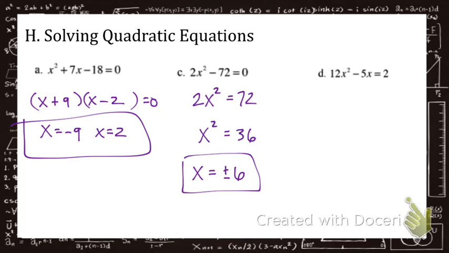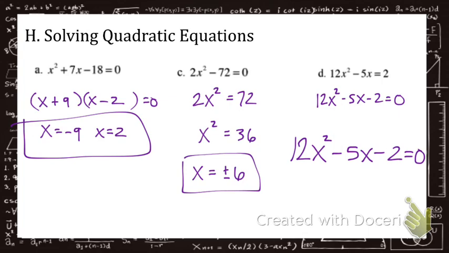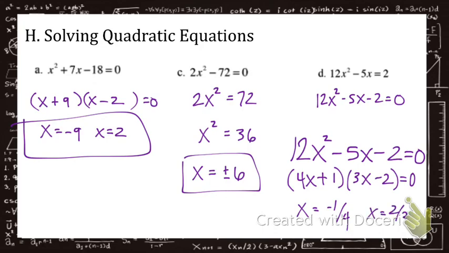For letter D, bring everything to one side. So that would be 12x squared minus 5x minus 2 is equal to 0. If I want to factor that, I get (4x plus 1)(3x minus 2). And then if I solve that, I get x is equal to negative 1/4 and x is equal to 2/3.